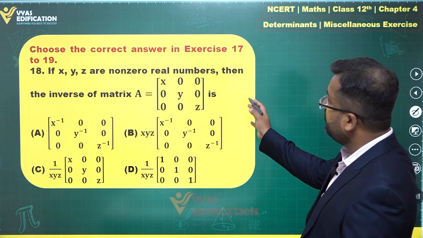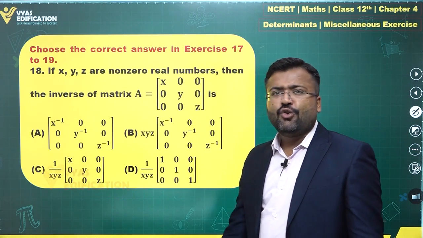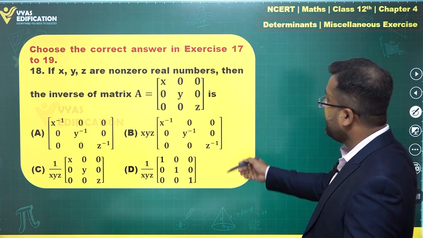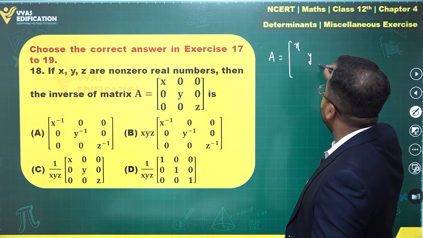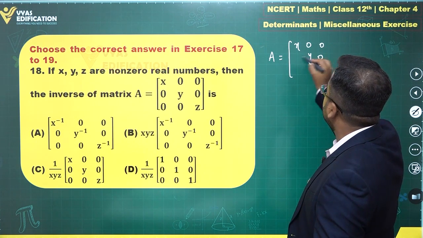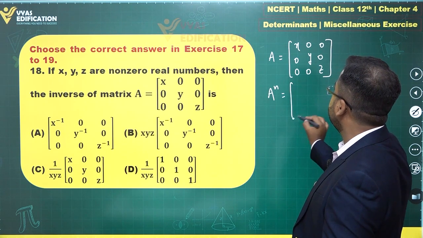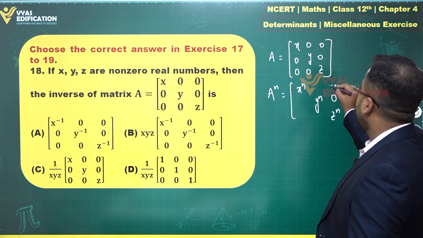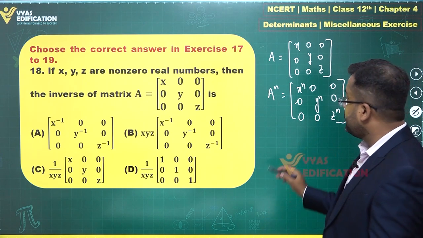If x, y, z are non-zero real numbers, then the inverse of matrix A is equal to what? For a diagonal matrix, if you remember, then you can always say if A is this, x, y, z on the diagonal and 0 elsewhere, you can have A power n as x power n, y power n, z power n, and this is also true for inverses.